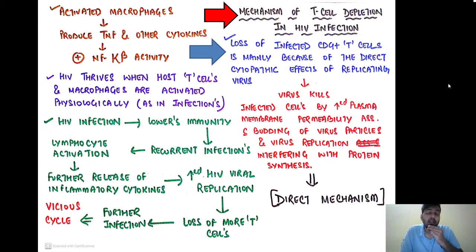If you remember, I had taught you in the previous class about the life cycle of the HIV virus. We saw that in the end the virus was replicating inside the host cell, using the host cell membrane, and then there was budding of the virus. The virus was released in the form of viral budding. In the process, the plasma membrane was lost and its permeability was also altered. So the virus kills the infected cells by increasing the plasma membrane permeability, which is associated with increased viral budding as well as viral replication, which interferes with protein synthesis. This is the direct mechanism of T cell depletion.